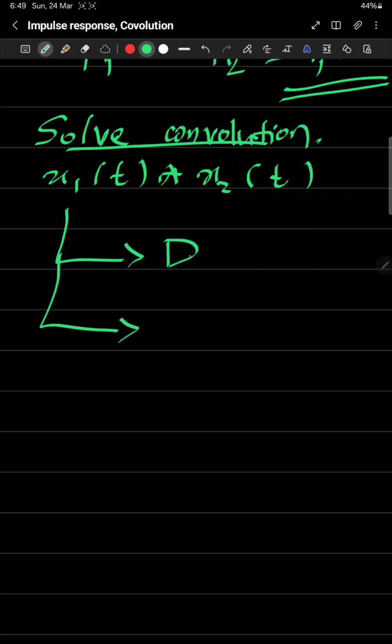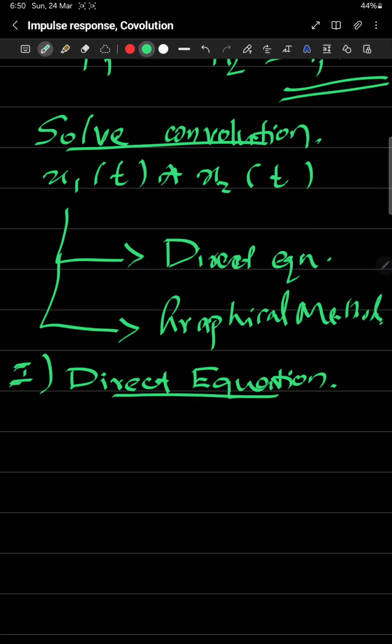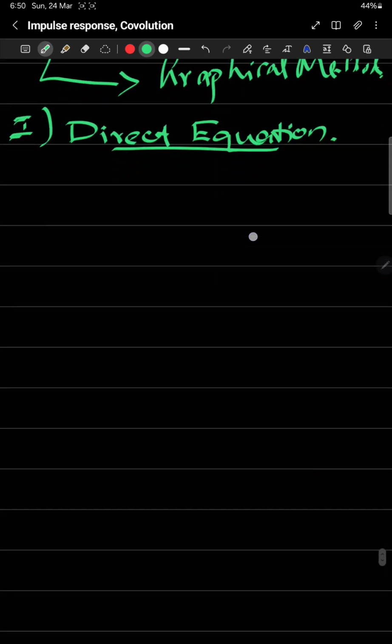One is you can use the direct equation. Second method is the graphical method. So we'll see both the methods. Let us start with the direct equation first. We will use the direct equation of convolution to calculate the output of a system. So let's try with a few examples.